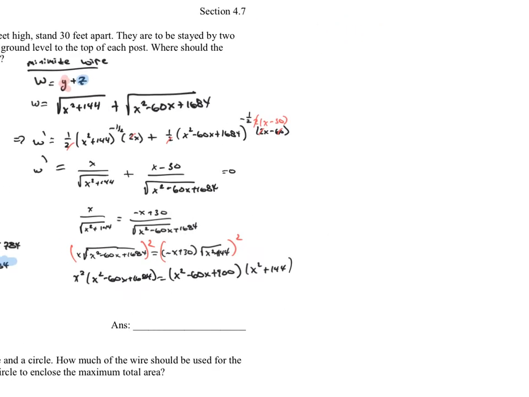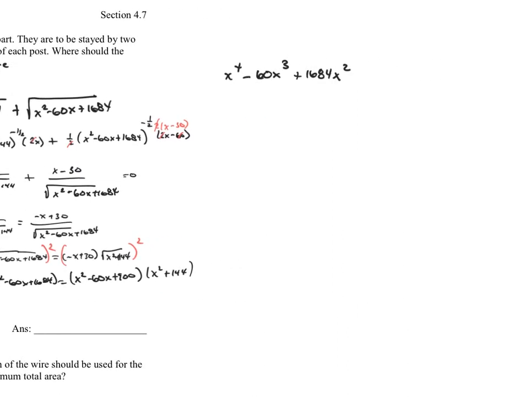I'm actually going to continue my work up here on the top right. So x squared times x squared would be x to the fourth. X squared times minus 60x would be minus 60x cubed. X squared times 1684 would be plus 1684x squared. On the right-hand side, x squared times x squared would be x to the fourth. X squared times 144 would be plus 144x squared. Negative 60 times x squared would be minus 60x cubed.